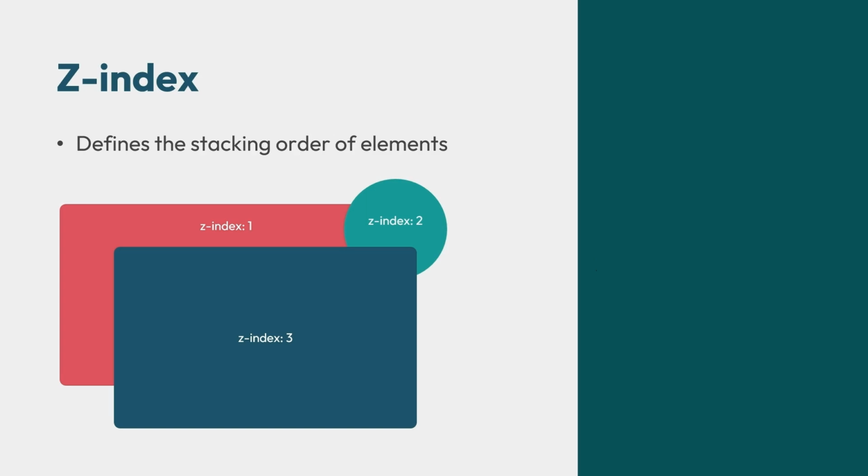That means that the element with the lower z-index will go at the bottom, and the element with the higher one will go on top of it. If we change z-index of our circle, for example, here to 5, it will go on top of both of these elements that have lower z-index than this one.